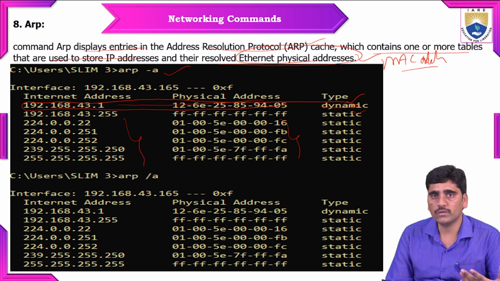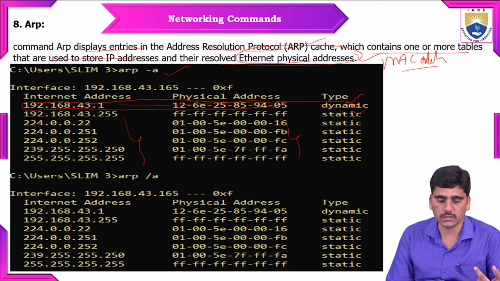So how that IP address is available, how that physical address is available, and what the type is, whether it is dynamic or static. Dynamic means you can change that IP address or physical address of our system, and static cannot be changed on those systems. So that is how you can understand ARP.